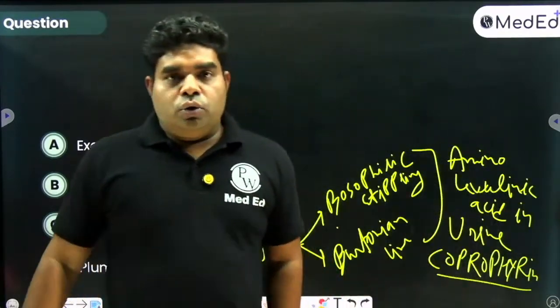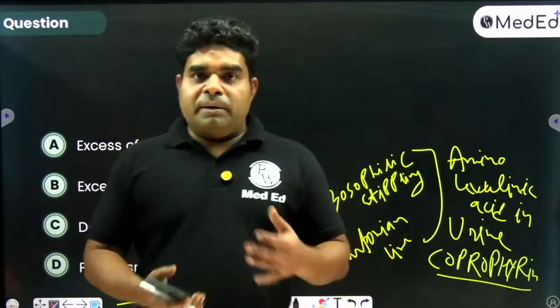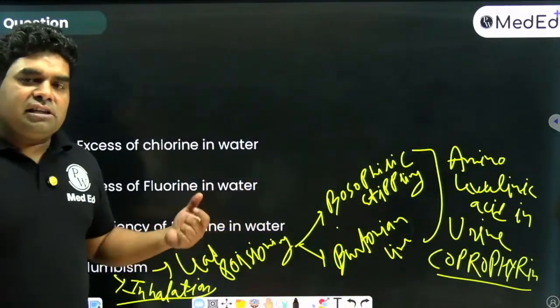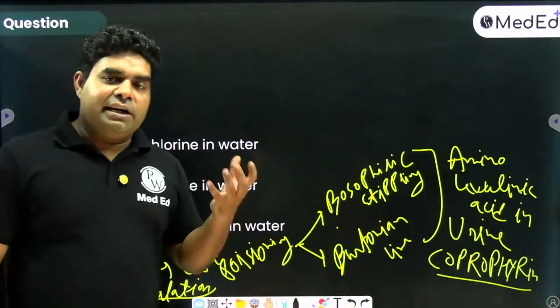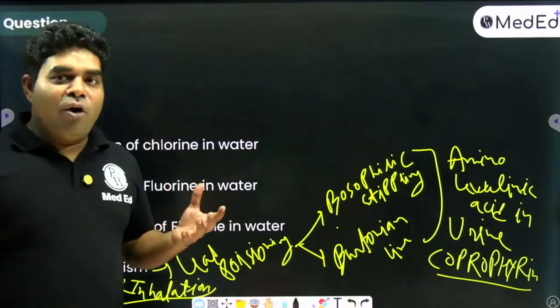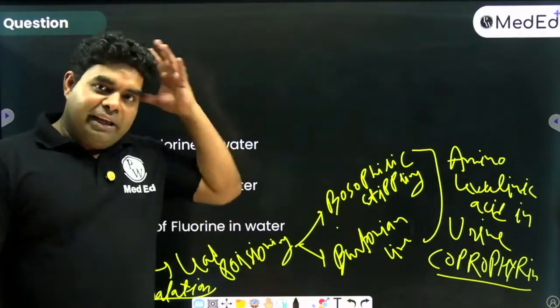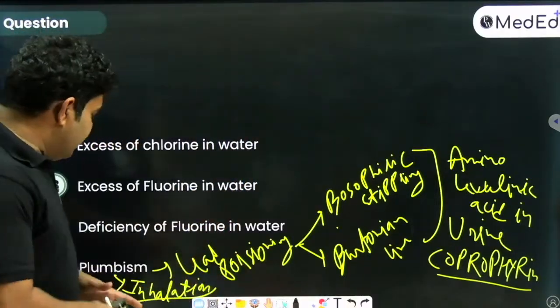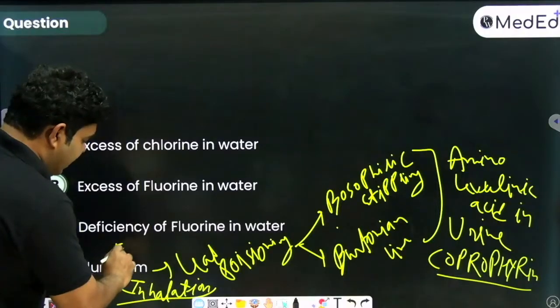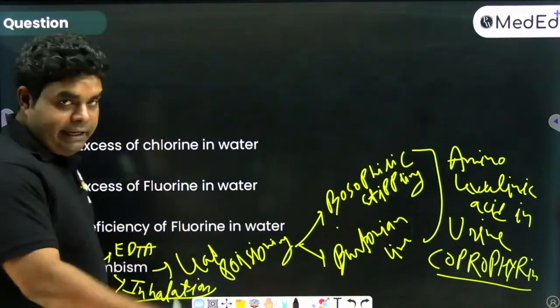Okay, so what are the symptoms of lead poisoning? A for anemia, basophilic stippling, Burtonian line. C for constipation, that is, tummy tight. D for wrist drop, and E for encephalopathy. And what is the drug of choice for plumbism? The drug of choice is EDTA, ethylene diamine tetraacetate.